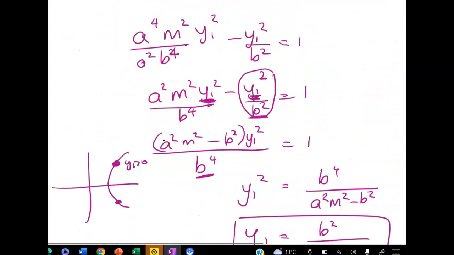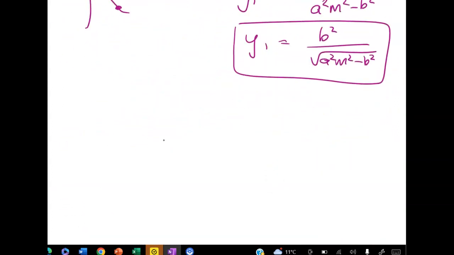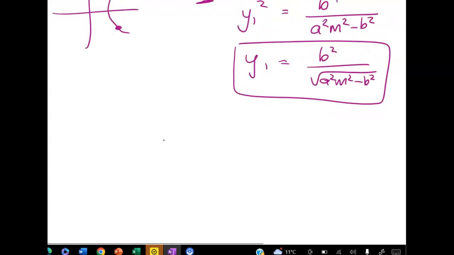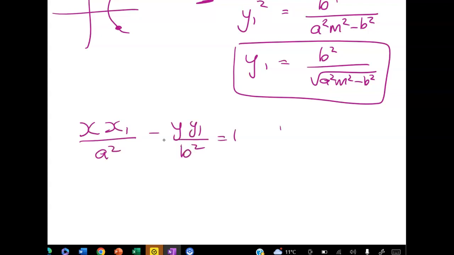And hopefully we're going to end up with an equation that's in the form y equals mx plus c. There's another way to do this question, but this way I think is probably the easiest way to see it. So we'll start off with just writing that out. x times x1 over a squared minus y times y1 over b squared equals 1 is the tangent equation. We're going to substitute now.